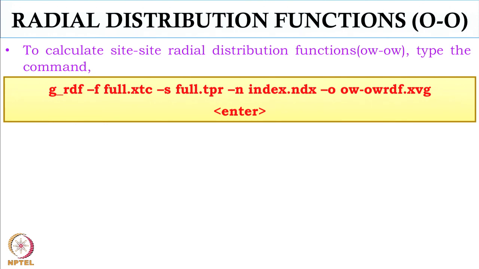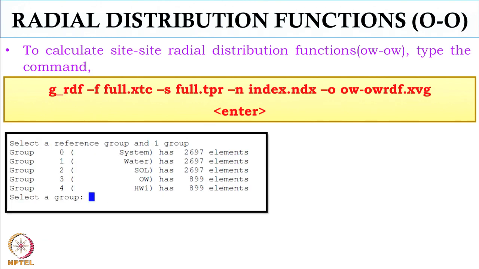OW means we are creating it for the oxygen of water. But that could be any name. That depends on what the user wants to give. It could be just a.xvg. So after you type the command you will have to select a group.